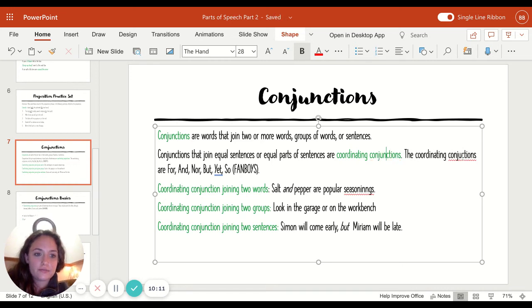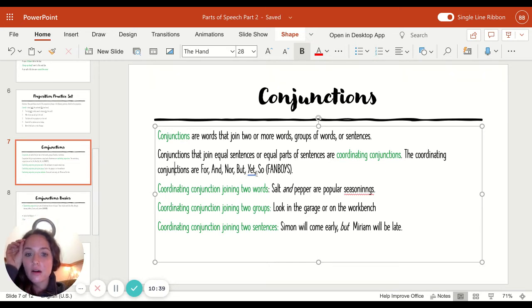Conjunctions. So conjunctions are words that join two or more words, groups of words, or sentences. Conjunctions that join equal sentences or equal parts of sentences are coordinating conjunctions because they coordinate with each other. The coordinating conjunctions are for, and, nor, but, or, yet, and so. So, FANBOYS. You've probably heard of FANBOYS before. That's our little acronym in English for coordinating conjunctions.